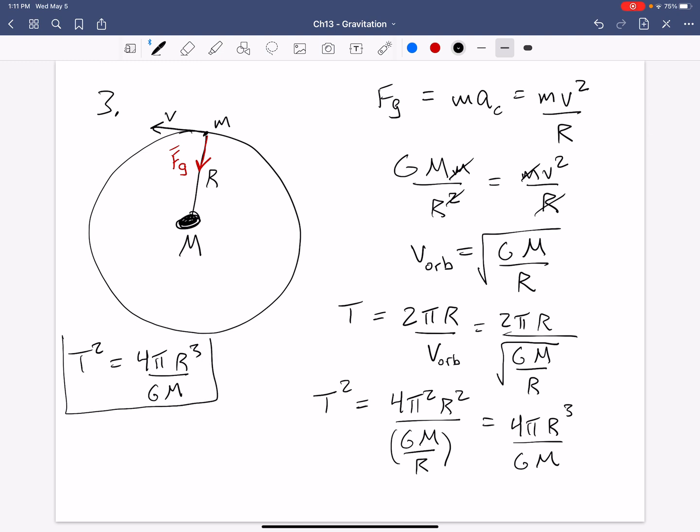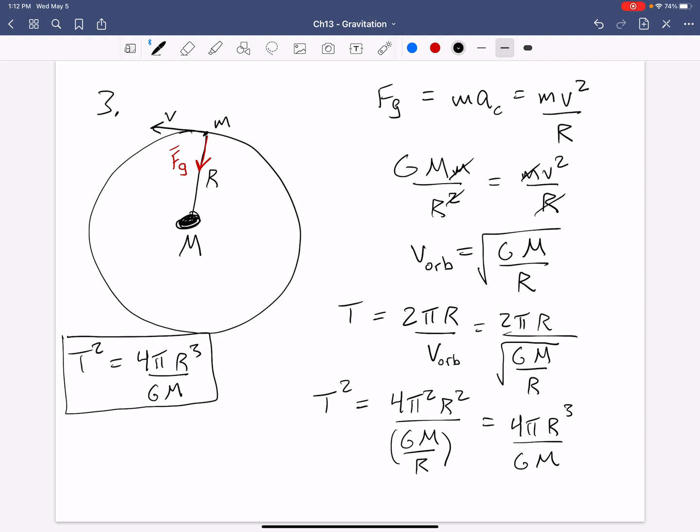Newton realized, because he came up with the form of what the gravitational force was equal to, he did this analysis here and realized that, hey, Kepler, you're right. Your theory is correct. The period squared is proportional to the semi-major axis cubed. In this case, for a circular orbit, you don't use a, you use r. If it was an ellipse, you would just put a in there.